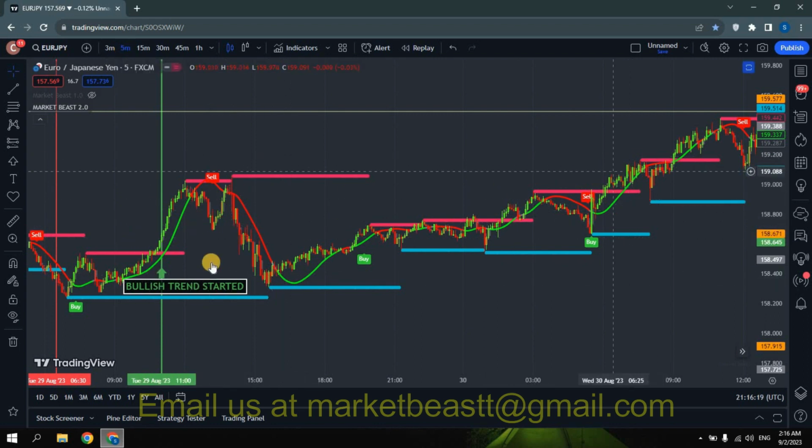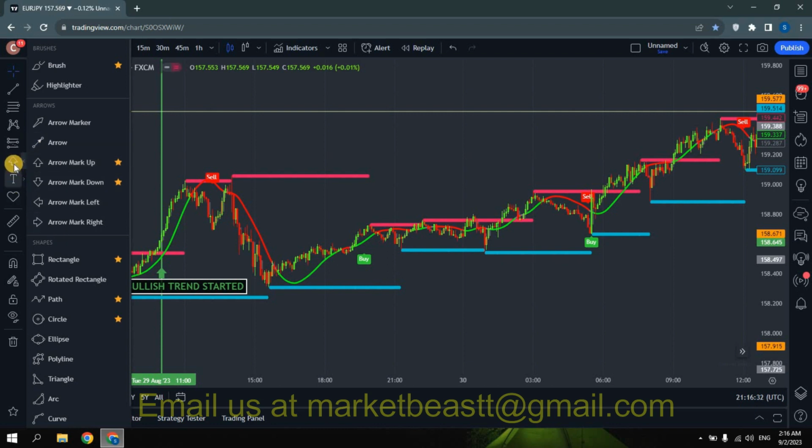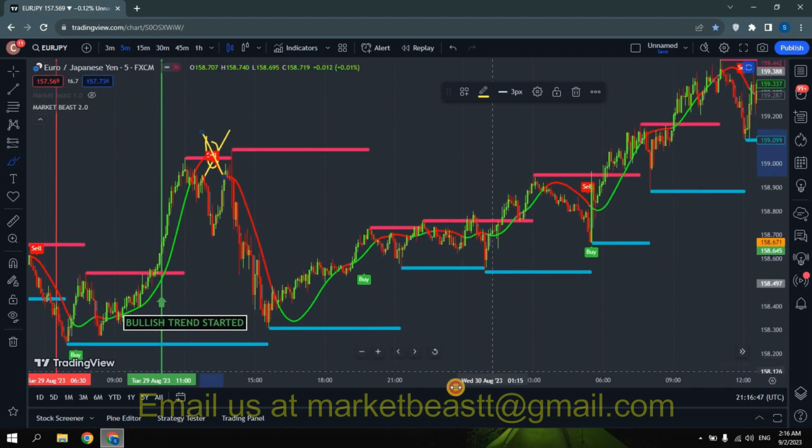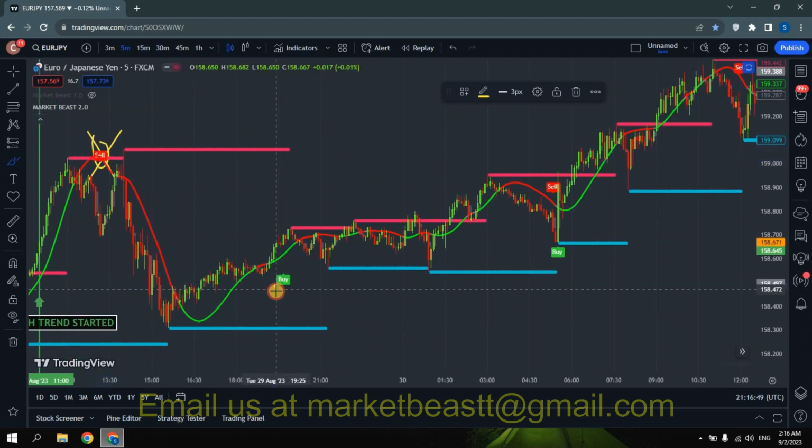Only we are going to take the green signals, the buy signals here. So we got a sell signal here. It went down, but we are not going to take the risk. So I'm going to, where is our brush tool? I am going to ignore this sell signal here. We got the buy signal here. Alright. We are going to take this buy signal because we are in a bullish trend.